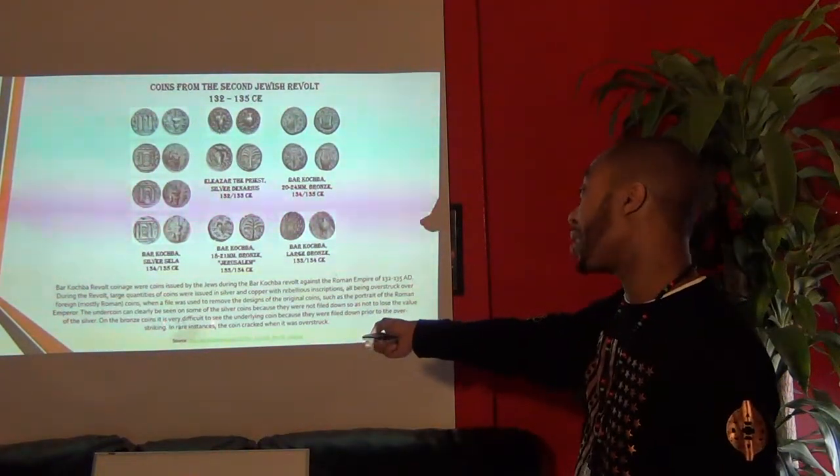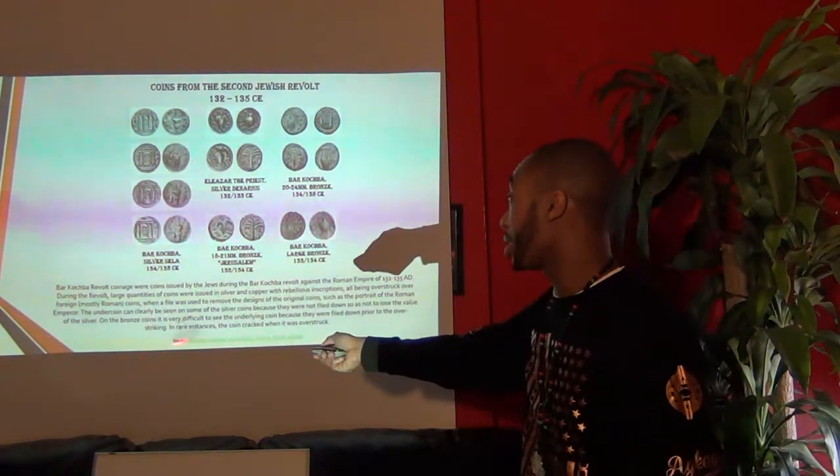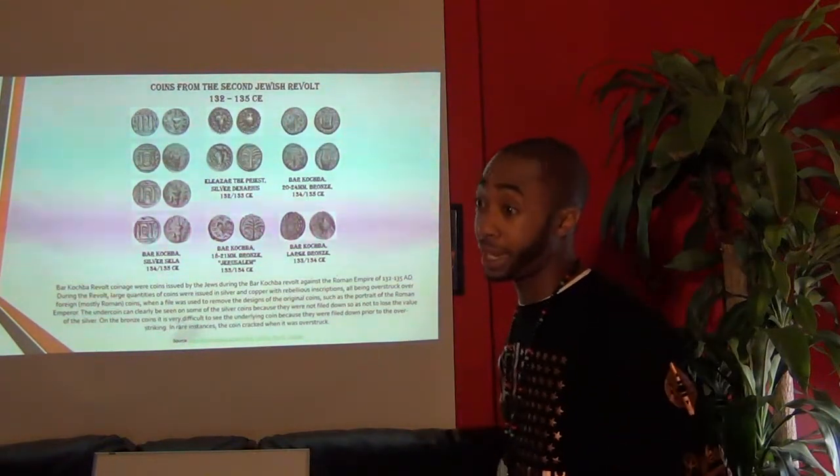On the bronze coins, it is very difficult to see the underlying coin because they were filed down prior to the overstriking. In rare instances, the coin cracked when it was overstruck. So what this is showing is that the Hebrews really banged out, right?